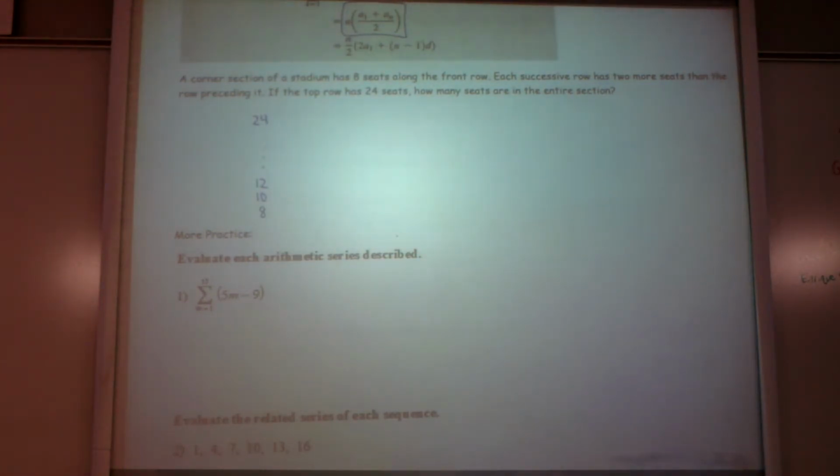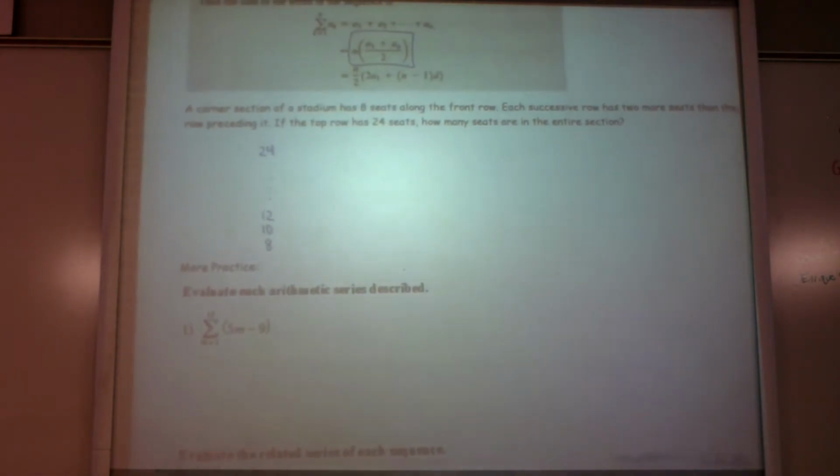Alright, so then how many total seats are there? Now, avoid the temptation to just get your calculator and put in 8 plus 10 plus 12 plus 14 plus 16 all the way to 24. You'll get the right answer, but what if this had like 100 rows? Then you don't want to use that. This is just good practice for you to get used to using the formulas with some simple numbers rather than just plugging it in your calculator. There will be times you just plug it in your calculator, but let's try using the formula here.